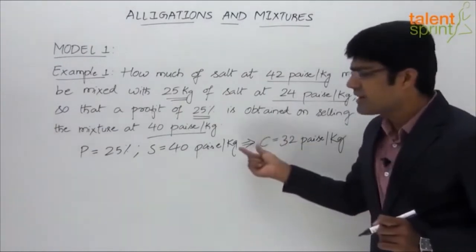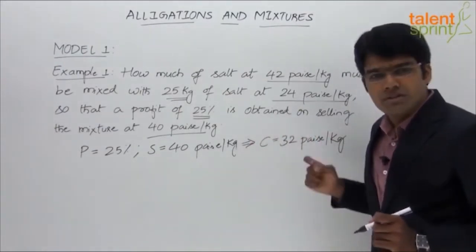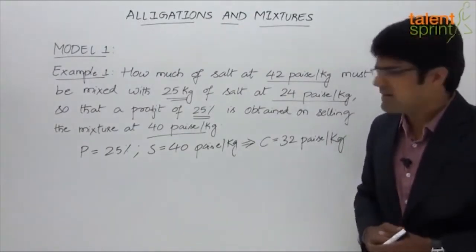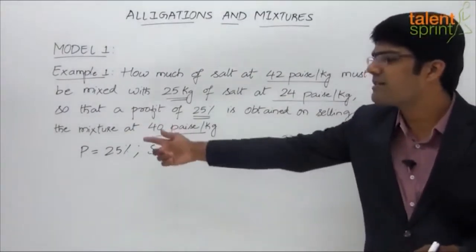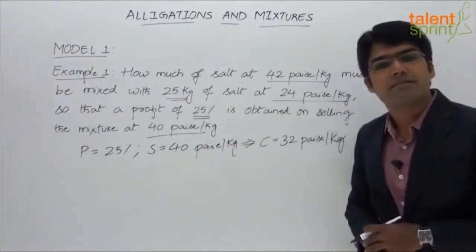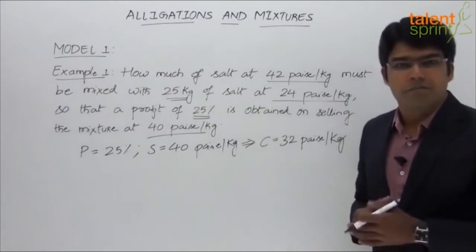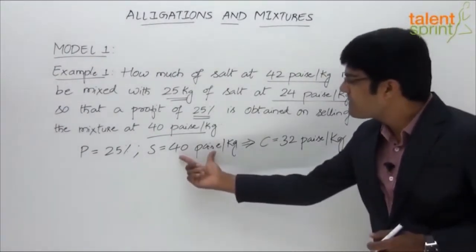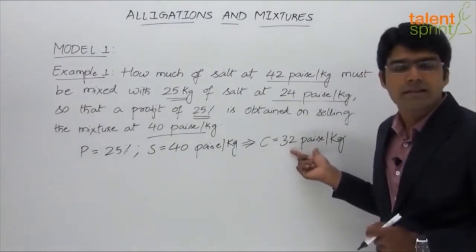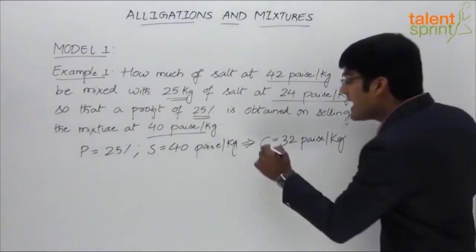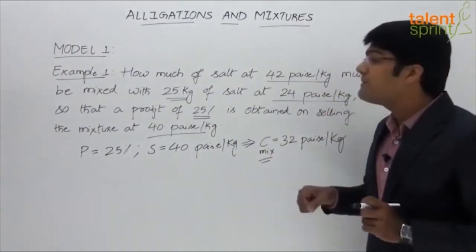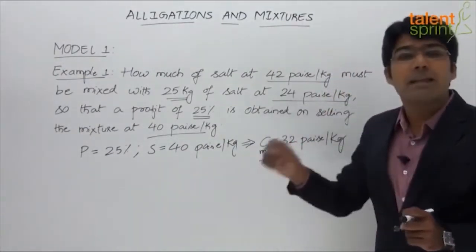I am not discussing the complete calculation here. You will be able to do that based on the knowledge that you have gained in the topic of profit and loss, right? Simple calculation. Selling price is 40 paisa, profit is 25%. We very well know that if the profit is 25%, the selling price will be 125% of cost price. So 125% of cost price is 40. What will be the cost price? We'll get it as 32 paisa per kg. Now we know that the cost price of the mixture is 32 paisa per kg. And now that we have obtained the cost price of the mixture, we can apply the alligation rule.